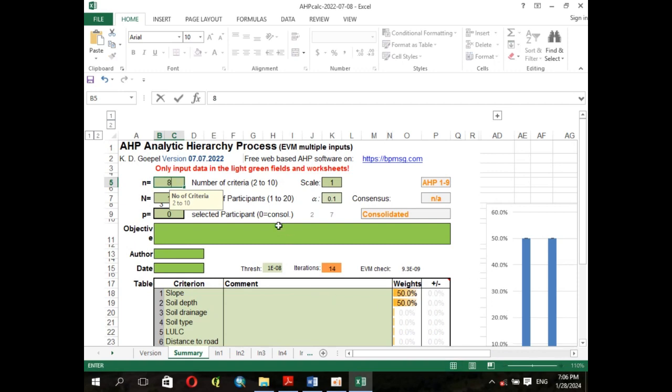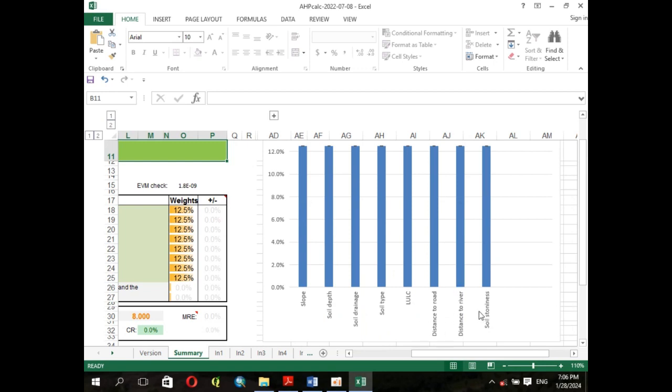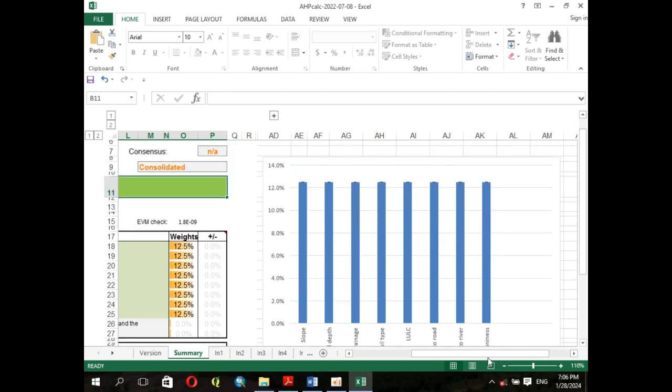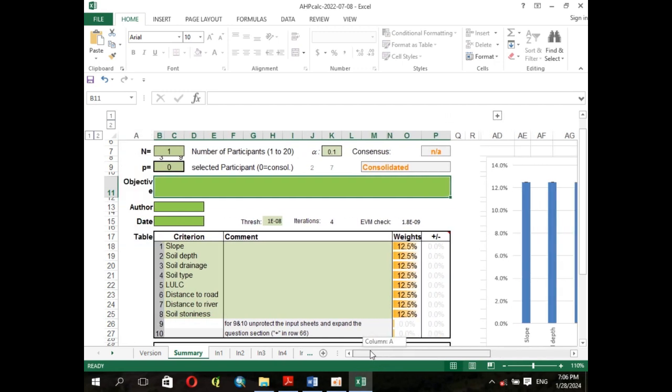Yeah, 8 parameters, and you can see automatically we have this graph. Yeah, this graph, initially the weight for each parameter is equal. Yeah, therefore you should do some normalization as well as incorporate our judgments. We should incorporate our judgment, and the objective of this example, for instance, is irrigation suitability mapping.